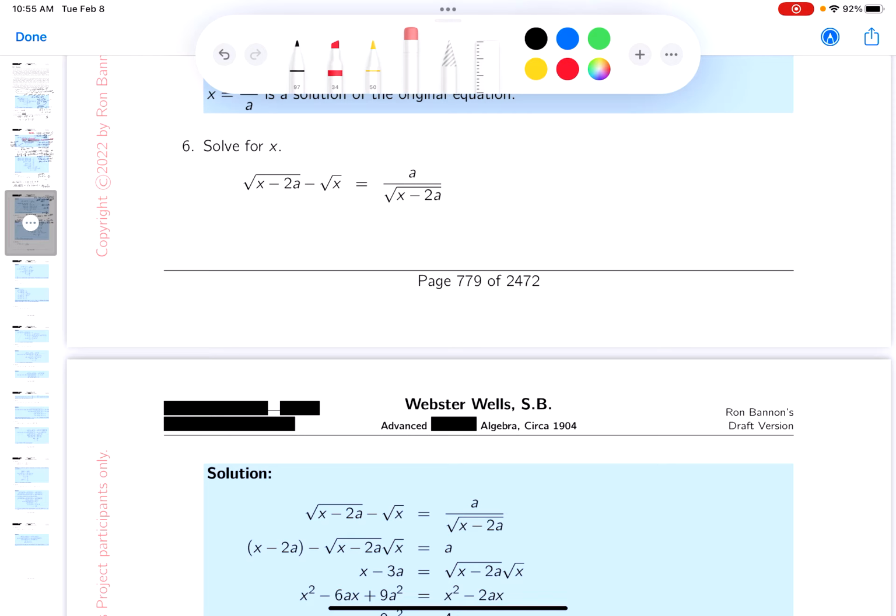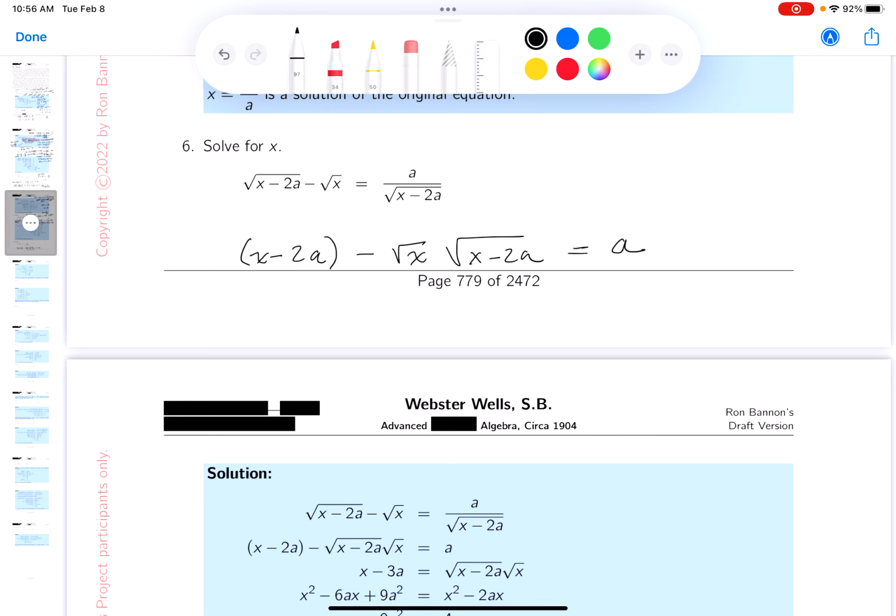Okay, we're on the sixth problem, and again, I'm not gonna say it's difficult, but it does require work to get through it. The first thing I would do is clear the fraction by multiplying both sides by the LCD, which is x minus 2a, the root of x minus 2a. So without thinking too much about it, I'll write this over here. It's going to be x minus 2a, in parentheses, minus the root of x times the root of x minus 2a is equal to a. So what I do is multiply both sides by the root of x minus 2a.